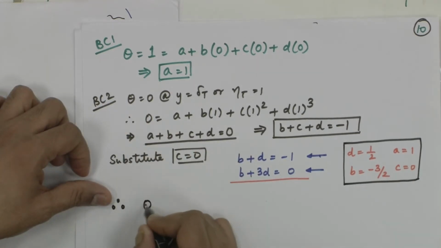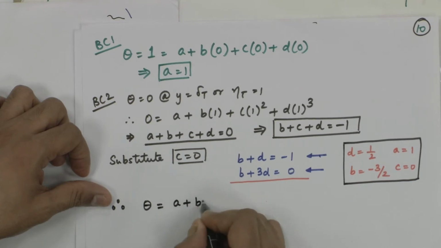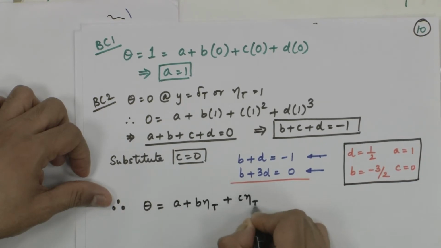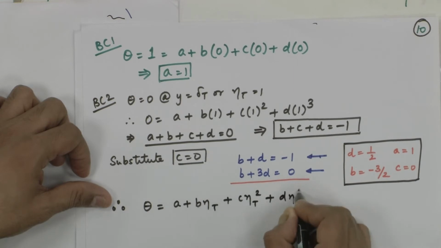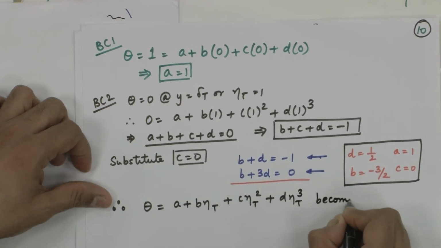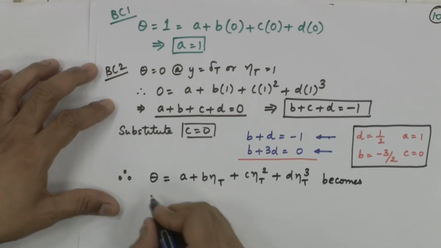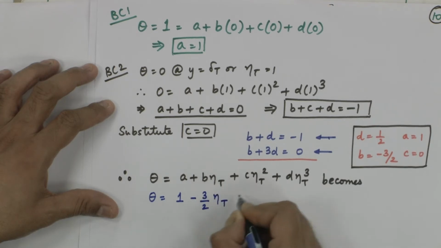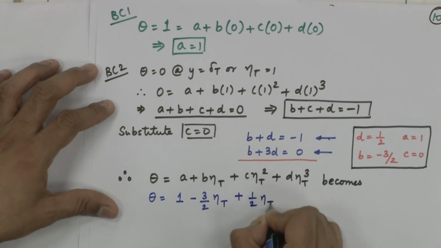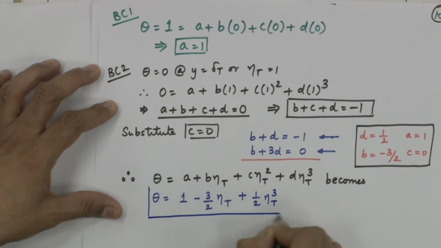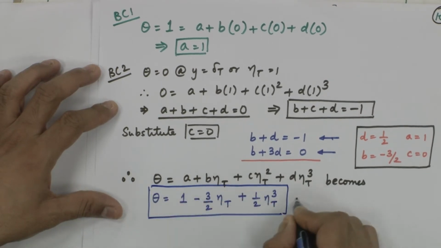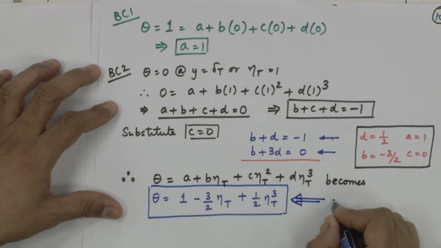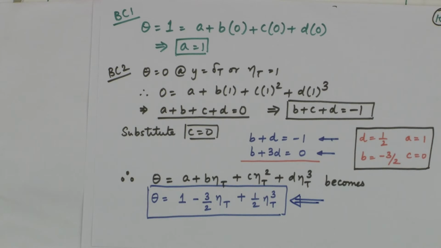Therefore theta is equal to A plus B eta t plus C eta t squared plus D eta t cubed becomes, I get now an equation which is useful. Theta is equal to 1 minus 3 by 2 eta t plus half eta t cubed. This is my temperature profile. Okay, not so useful because we still need to get the Stanton number or the Nusselt number.